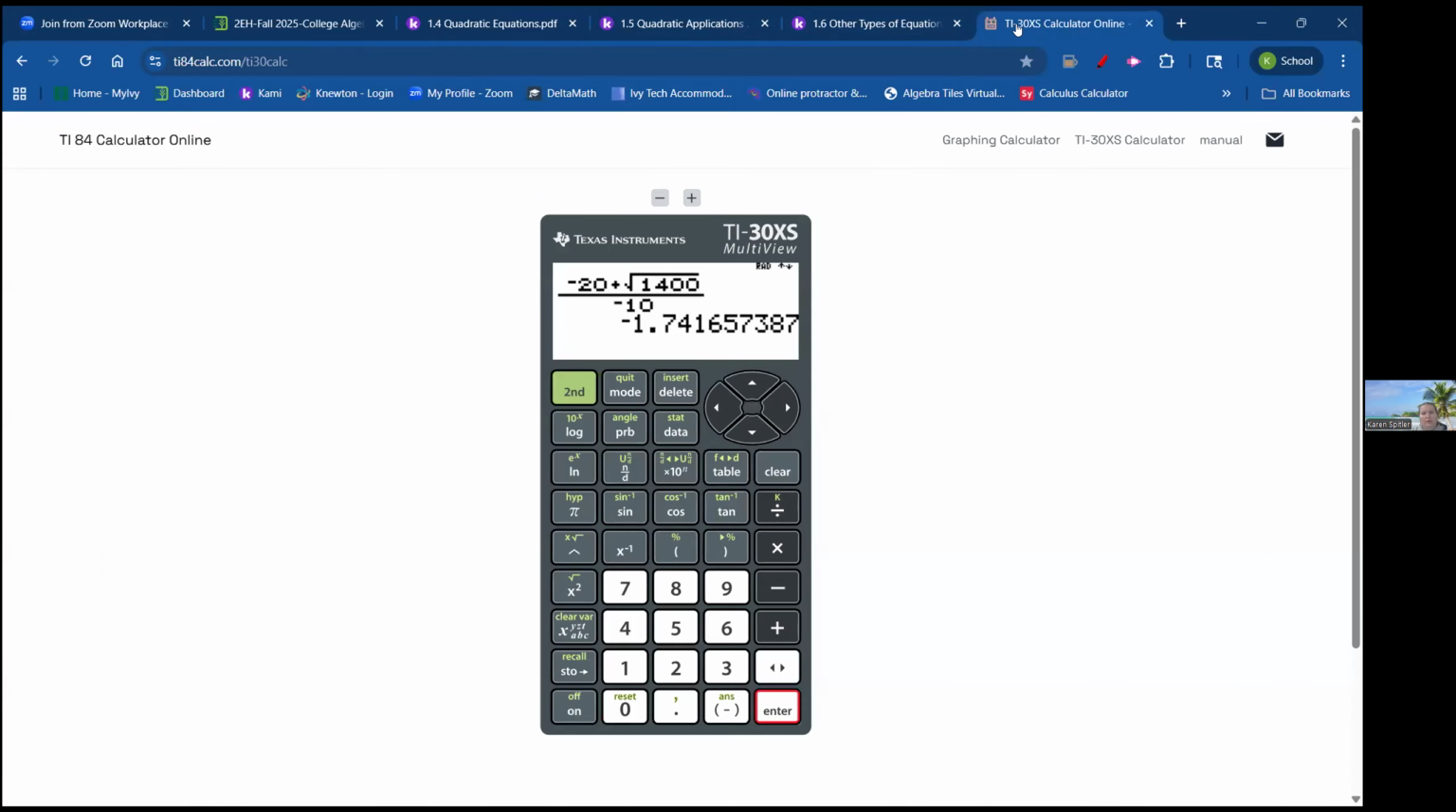Or do your other one. Negative 20 minus the square root of 1,400 divided by negative 10. And that is 5.7.